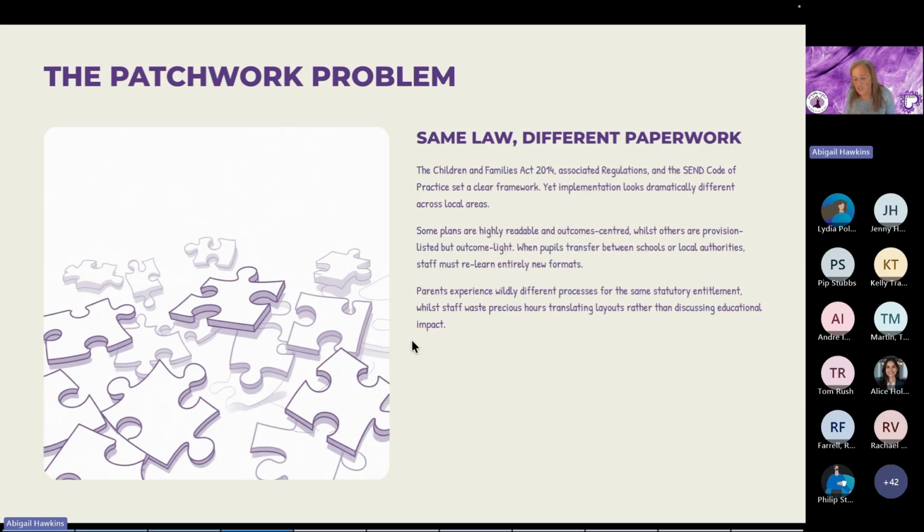And a student moves from one local authority to another, as can happen either at phase transfer or because a family moves house. It would be so much easier if we had a similar format to transfer that information, because that's easier for the families to understand. They're able to go, oh, that's on page 16, or that's in this section here, and everybody knows what we're talking about.